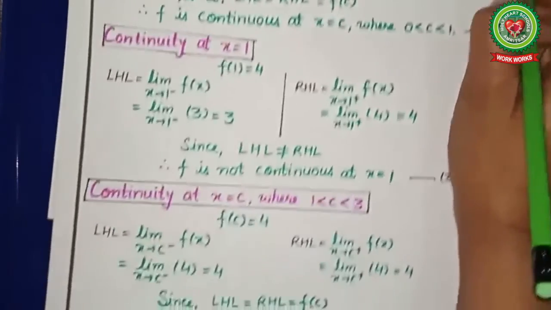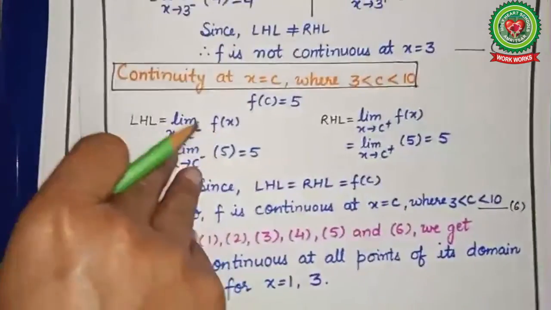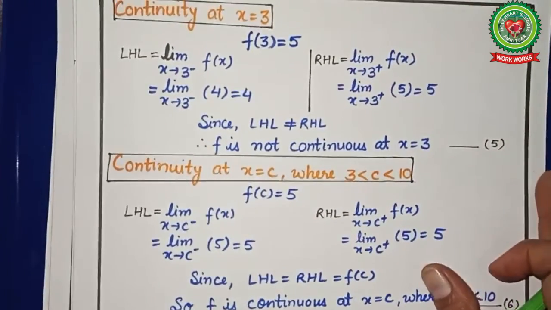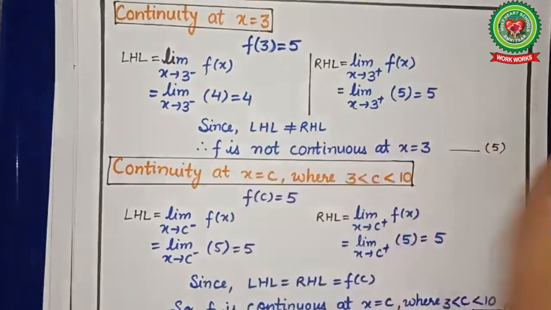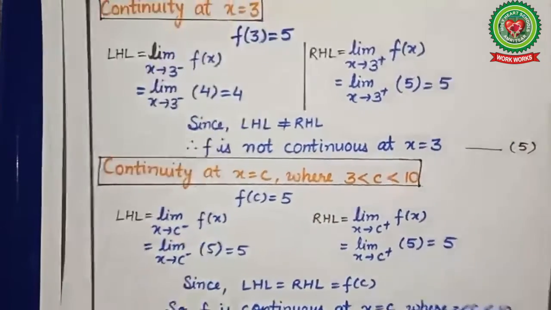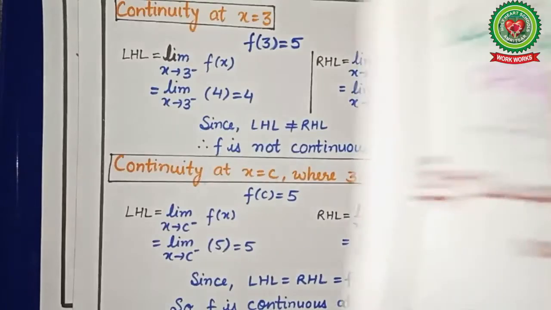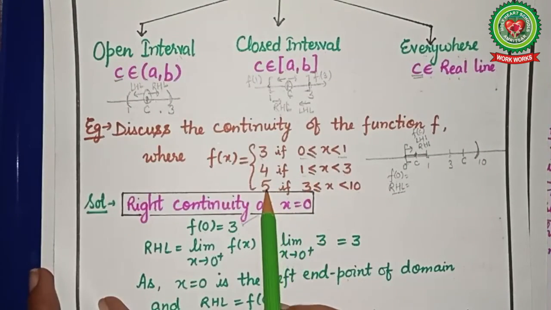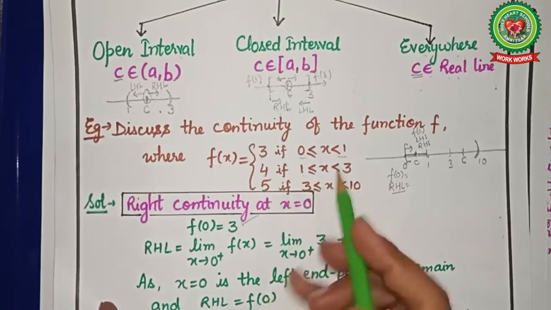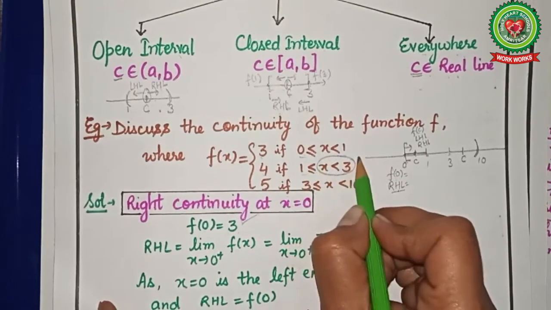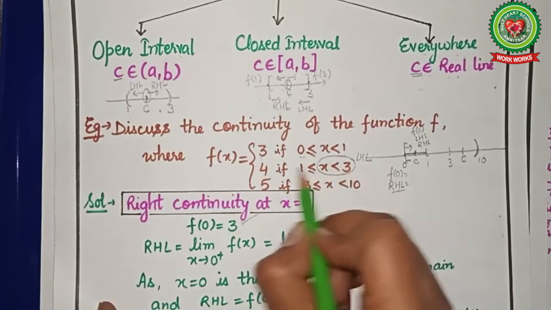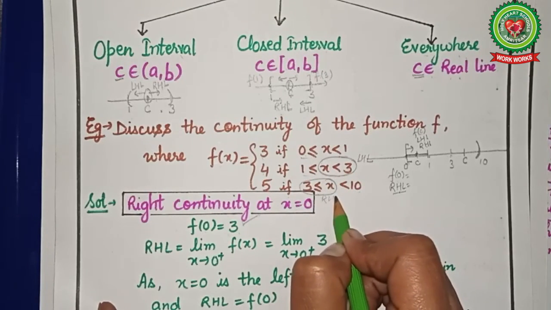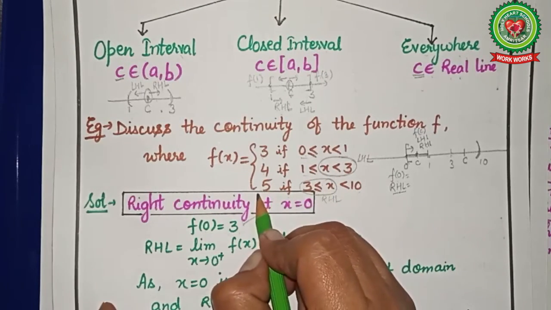Next we will check the continuity at x equal to 3. So for x equal to 3, we check the value of the function. When x is equal to 3, the value of the function is 5. For the left hand limit, less than 3, you can see that its value is 4. And for the right hand limit at x equal to 3, its value is 5.